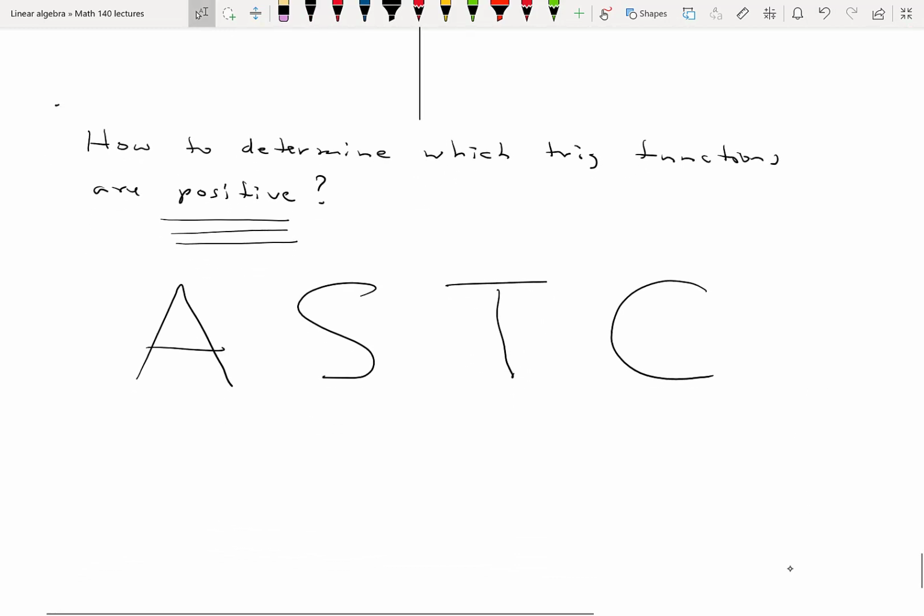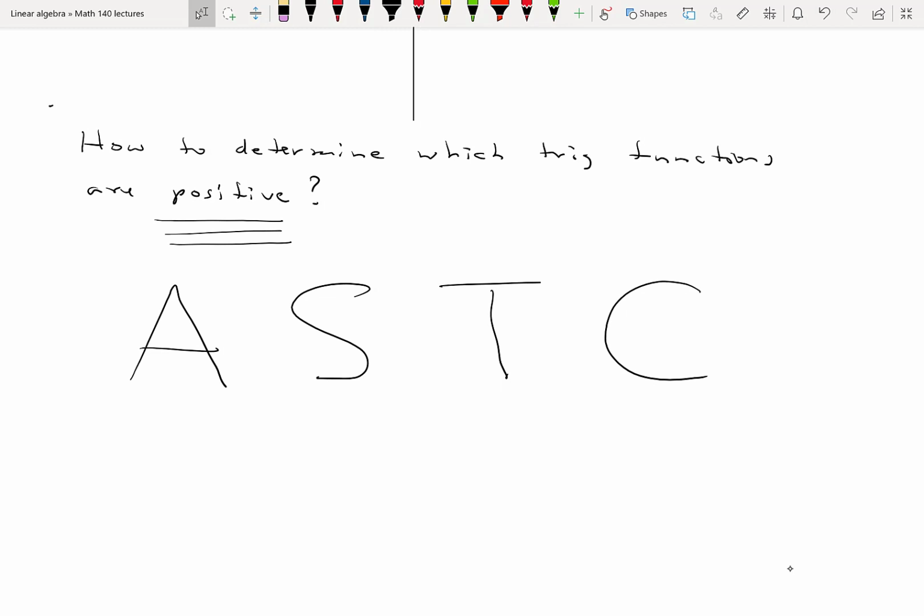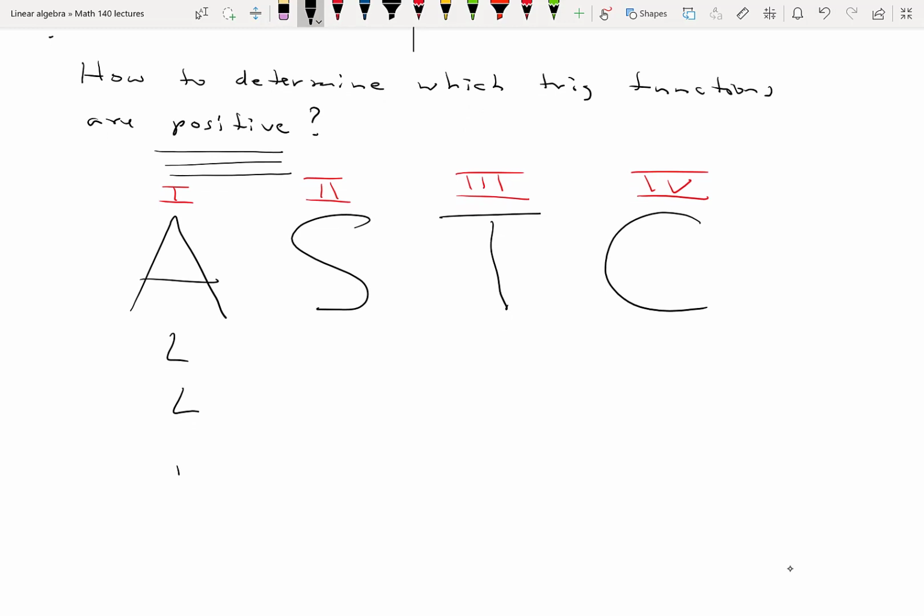So, how does this device work? This device tells you in which quadrant what trig functions are positive. Well, you assume that the A stands for quadrant 1, S for quadrant 2, T for quadrant 3, C for quadrant 4. So in quadrant 1, all the trig functions are positive.